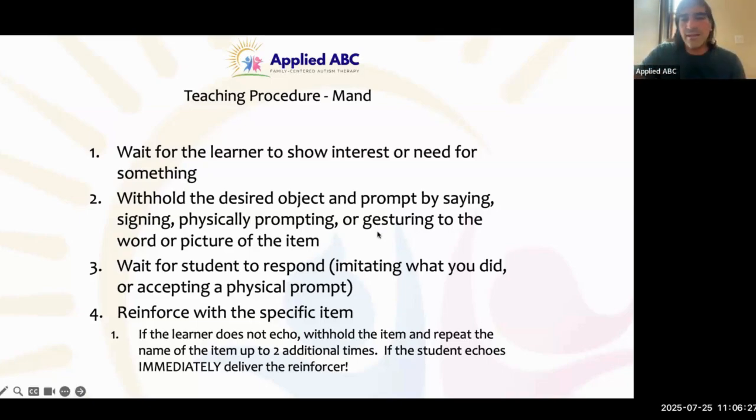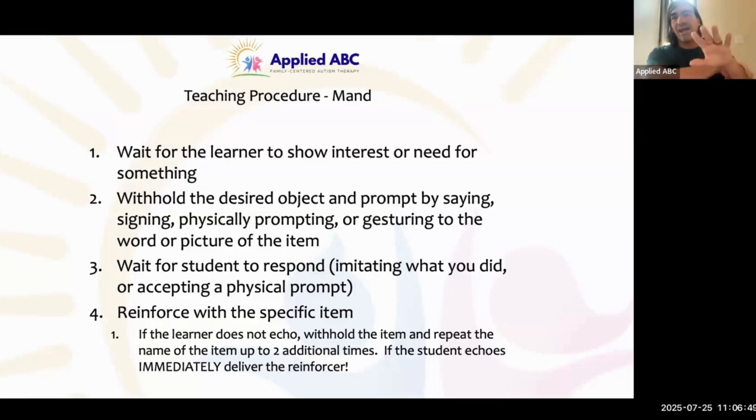Wait for the student to respond, imitating what you did, accepting physical prompt. And that's the thing. If the kid can't form the words, that doesn't mean that you don't give it to them. That's why we talked about vocal language, but also we've got a picture of grapes. If you need to pick up their hand and put it on the picture of grapes, that's truly errorless.